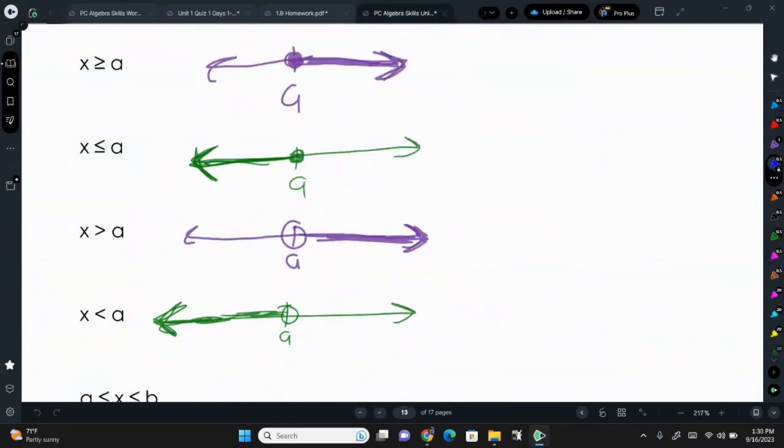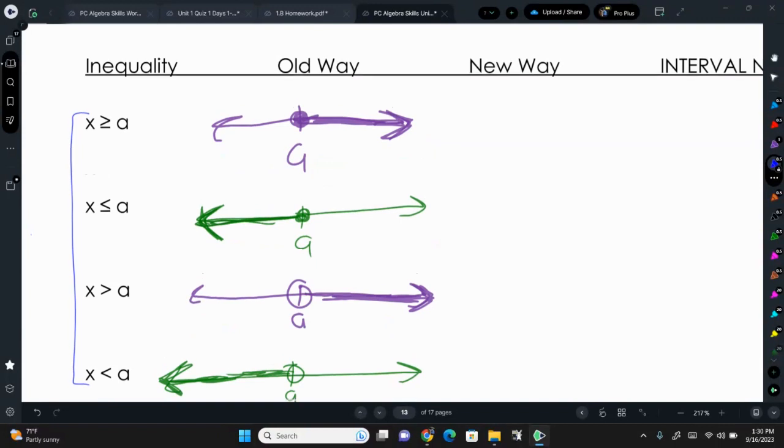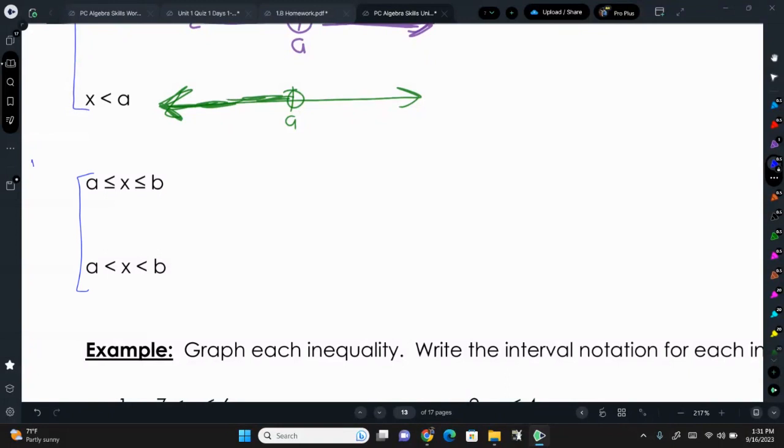So these are what we would call unbounded, because we go all the way in one direction forever. Now, these ones down here, these are called bounded ones because we don't go forever in both directions. So for these, it says we have a and b for both of them. And it says x is greater than or equal to a.